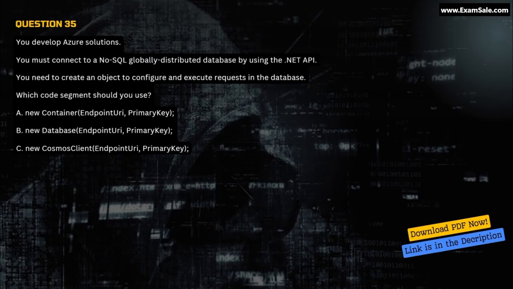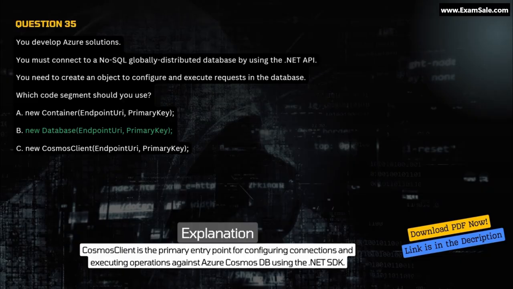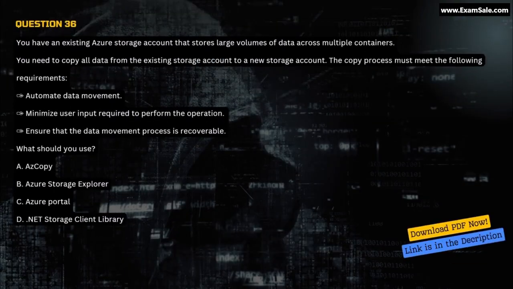A. New container, endpoint URI primary key. B. New database, endpoint URI primary key. C. New Cosmos client, endpoint URI primary key. Correct answer, C. New Cosmos client, endpoint URI primary key. Explanation. Cosmos client is the primary entry point for configuring connections and executing operations against Azure Cosmos DB using the .NET SDK.